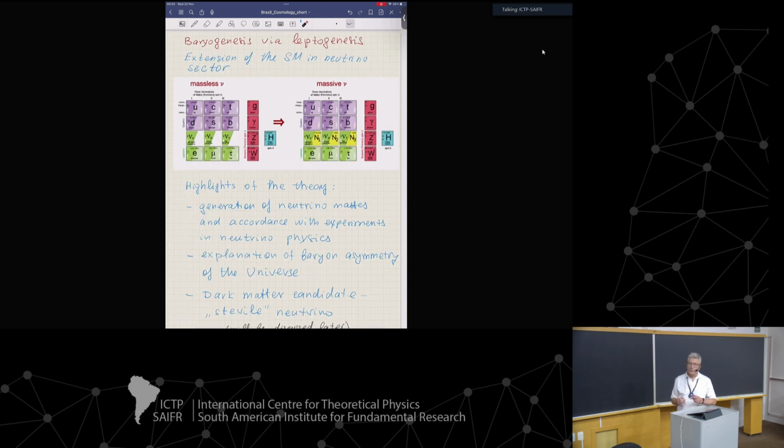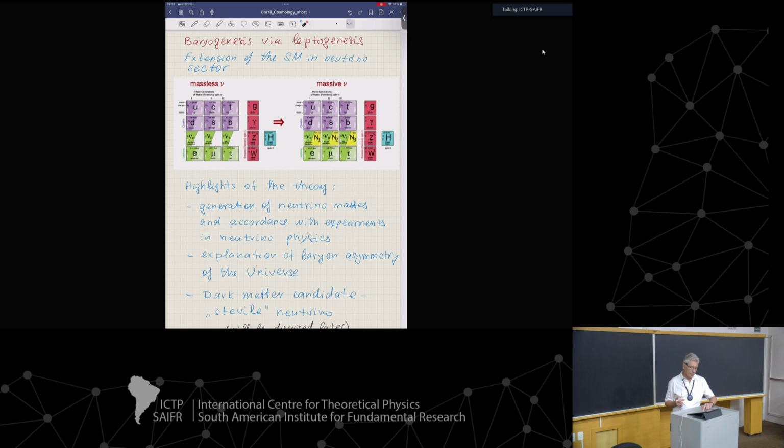Okay, so baryogenesis via leptogenesis is based on the following idea. You take the structure of the standard model, which you learned here at these lectures. A peculiar feature here is that there are no right-handed partners of neutrinos, which leads to zero neutrino masses. And so let's fill these boxes and get a model which has right-handed neutrinos.